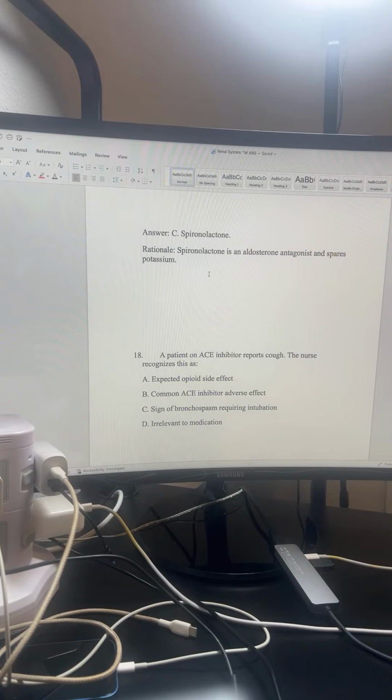All right. So a patient on an ACE inhibitor reports cough. The nurse recognizes this as: A, an expected opioid side effect; B, a common ACE inhibitor adverse effect; C, a sign of bronchospasm requiring intubation; or D, irrelevant to the medication. The nurse recognizes this as B, common ACE inhibitor adverse effect. All right. So this patient is having an effect from it.